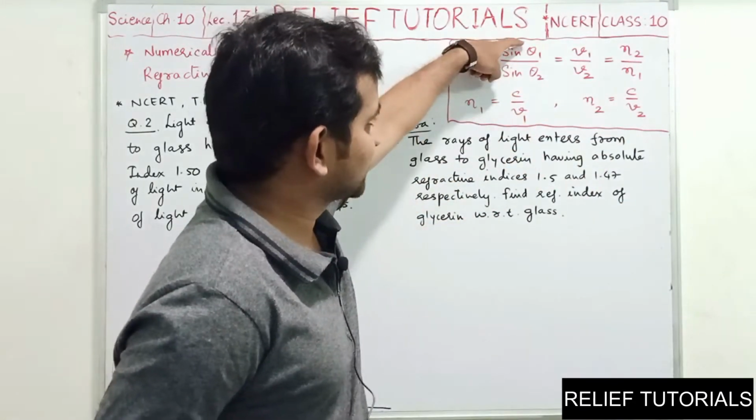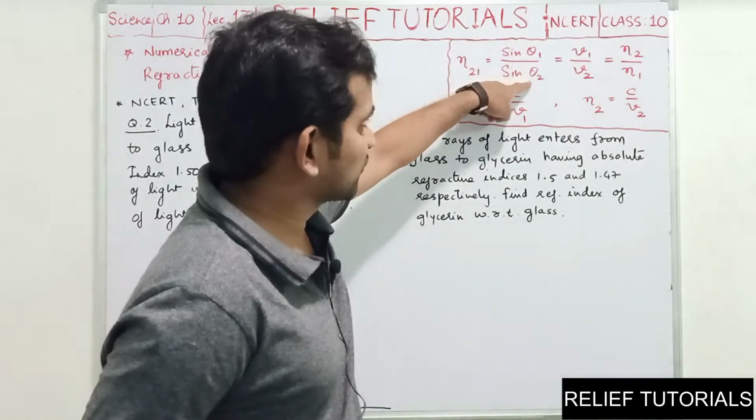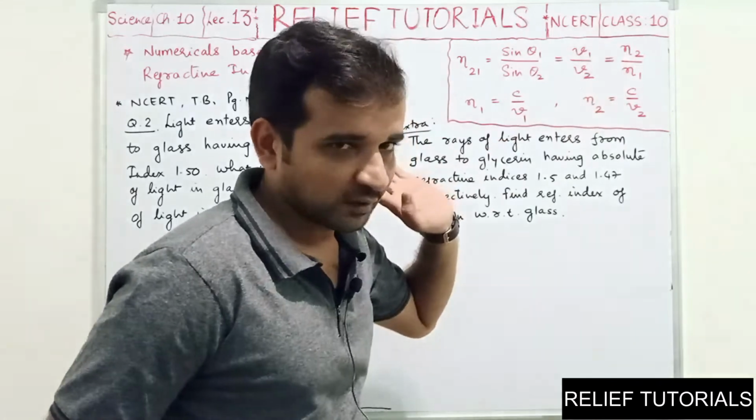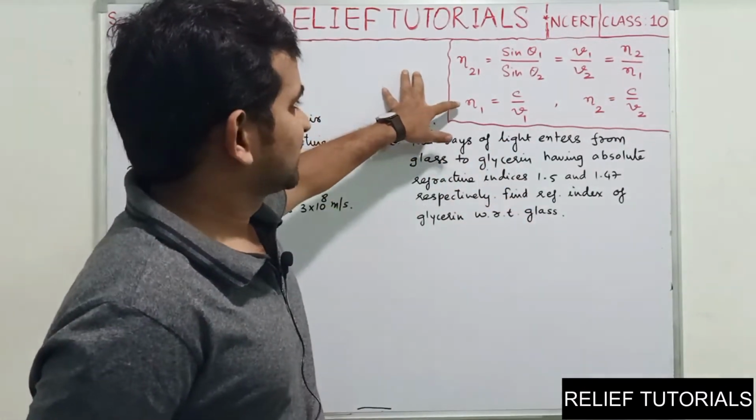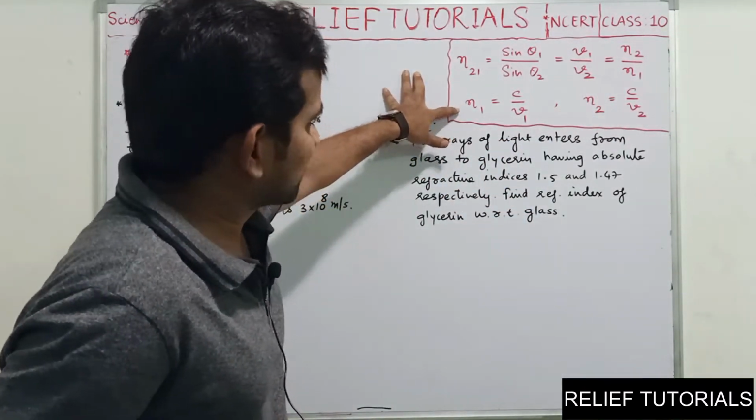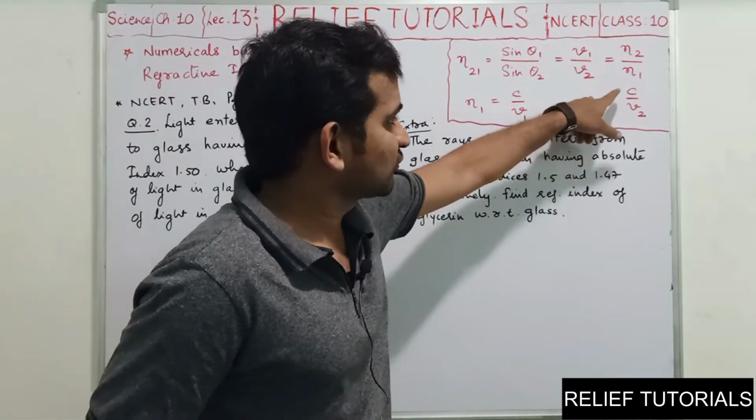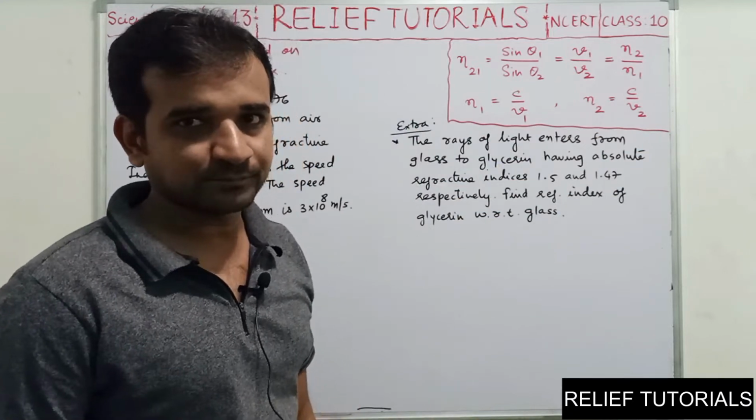Look at this: sin theta 1 upon sin theta 2, v1 upon v2, but here it is eta 2 by eta 1. So please be careful. Absolute refractive index eta 1 is equal to c by v1, eta 2 is equal to c by v2.